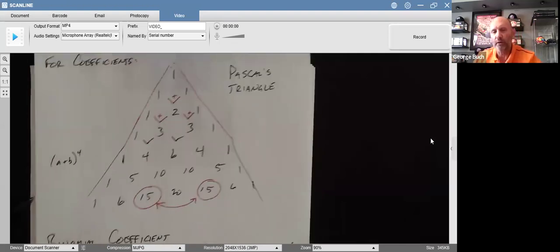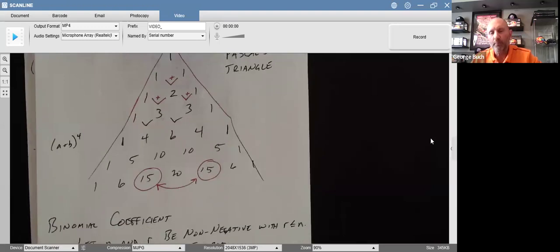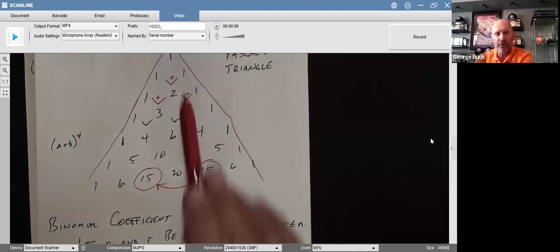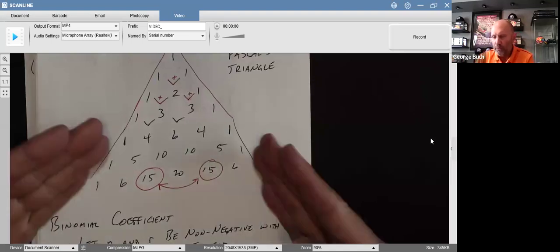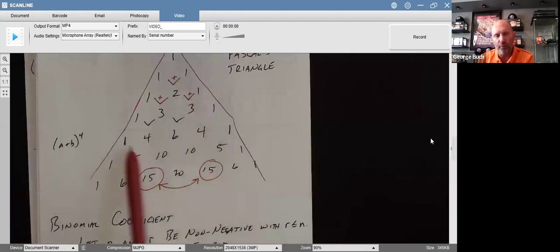Let me stop and ask you to think about something here a second. Is a binomial coefficient ever going to be negative or a fraction? So think about that. Can a binomial coefficient be negative, or can a binomial coefficient be a fraction? Hopefully you're all screaming at the computer, no, it can never be, right? Because every binomial coefficient fits inside of this triangle, and there's no negatives and no fractions up here.